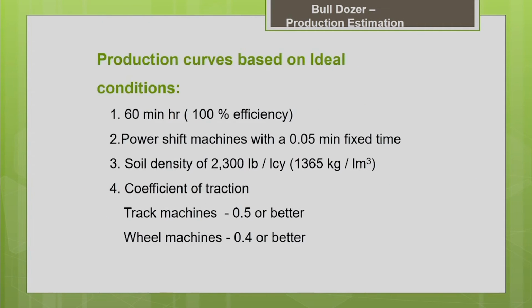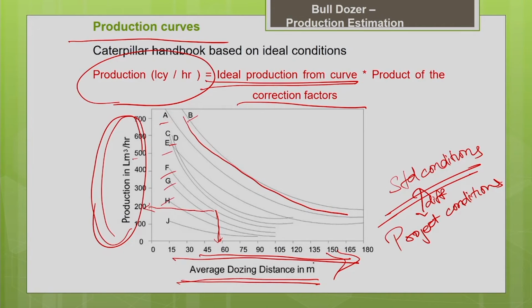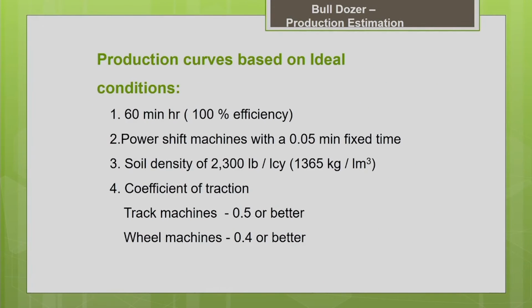As I told you, these production curves are drawn based upon ideal conditions. What are the ideal conditions? It is drawn assuming 100% job efficiency. That means your machine is going to work for 60 minutes in an hour. That is the assumption. But in your real project site, your machine may be working just for 30 minutes or 45 minutes or 50 minutes. So, you have to apply the correction factor accordingly.